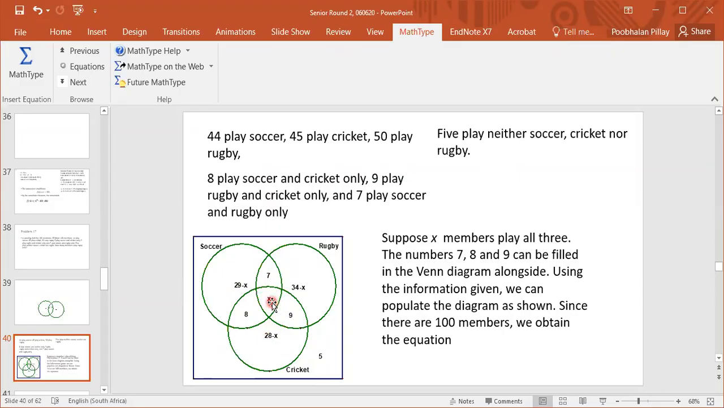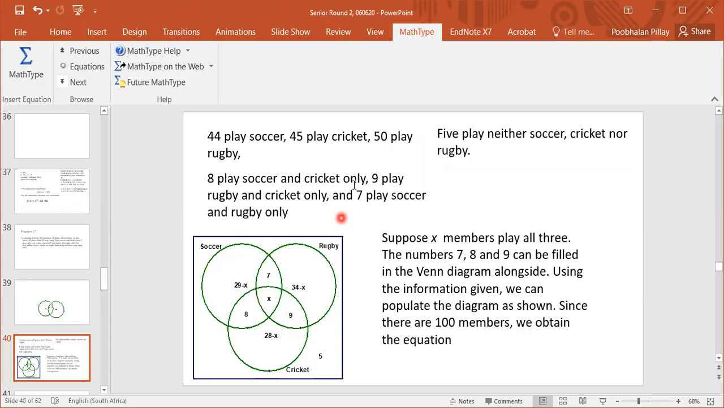The same way here, you'll have a minus X here, and these things add up to. This is rugby, so they must add up to 50. And this thing here, this outside part will be those who play cricket and do not play any of the other sports. So you have to add 17 and X and subtract it from 45 to get this. So now you filled in all the blanks. All these things have been filled. You got a 5 here and so on, right?